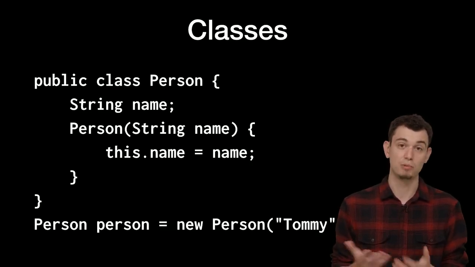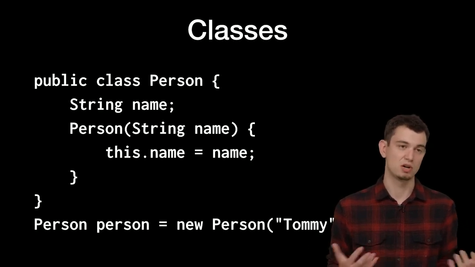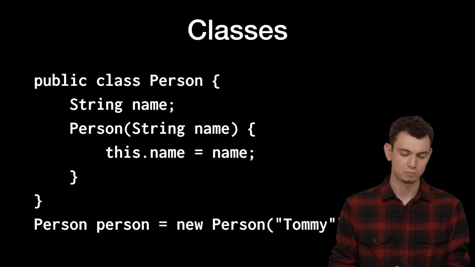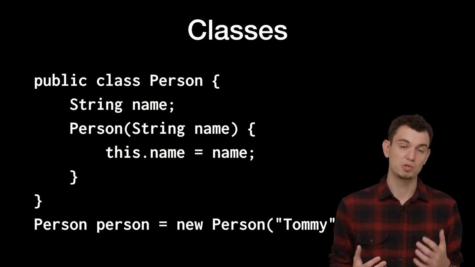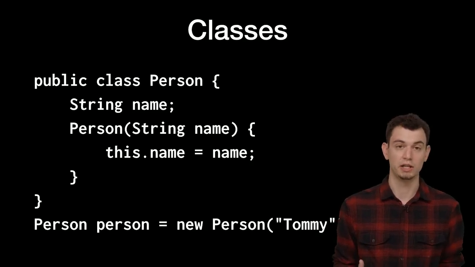Notice that the class is uppercase, just like List and Map were, and that's just sort of a Java convention to start all of your classes with an uppercase letter. Then we'll use an open brace to start the class. Now this class has one field, and this field is of type String, and we're calling it name.